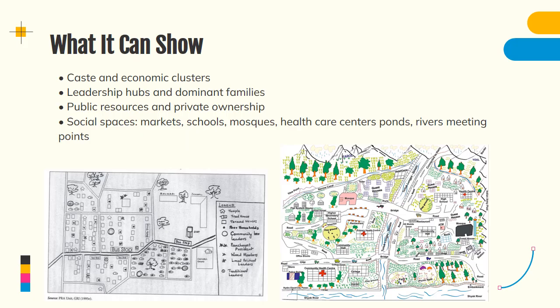When villagers create a social map, they don't just draw houses and roads, they show us how the village lives and breathes. You will see caste and economic clusters, leadership hubs where powerful families live, and common spaces like markets, mosques and schools, ponds and healthcare centers. These maps reveal access and inequality. You will know who lives near opportunity and who walks miles for the basics.